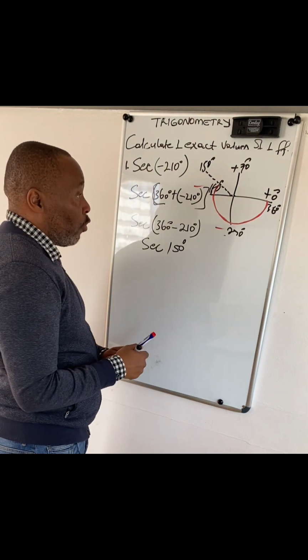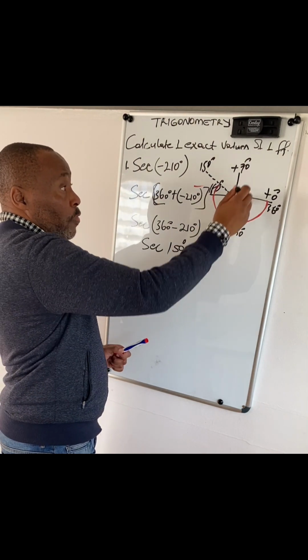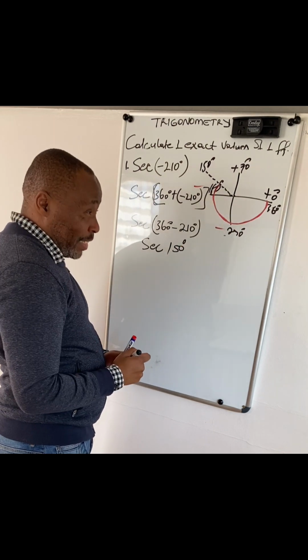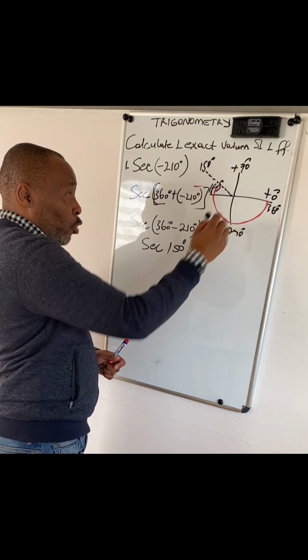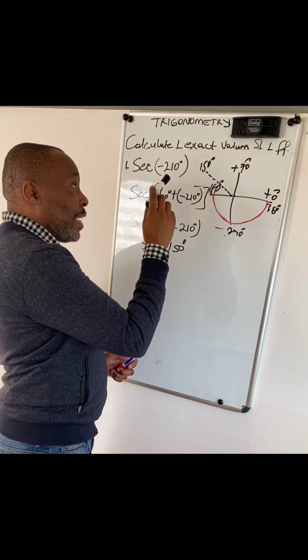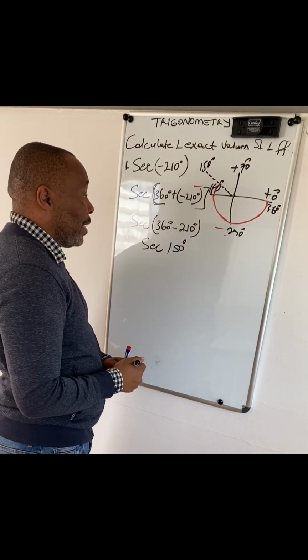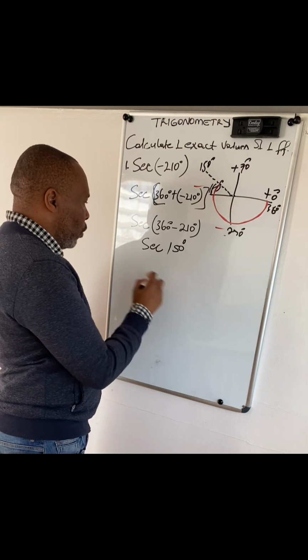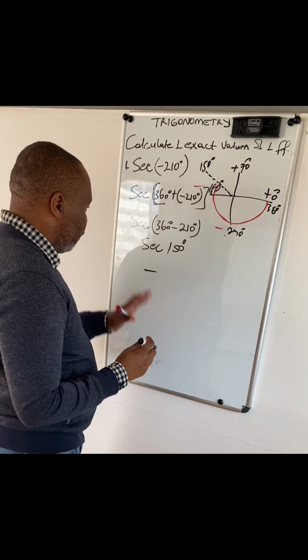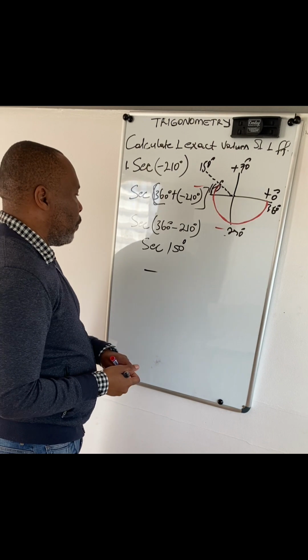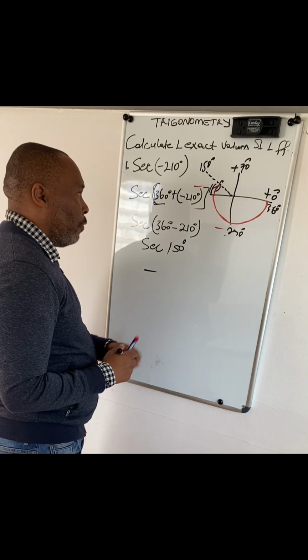Sec is the inverse of cos. Cos is positive in the first and fourth quadrant. In the second quadrant, only sine is positive. All the others are negative. So sec here, we know that our answer will be negative. So we already know sec 150 is negative.